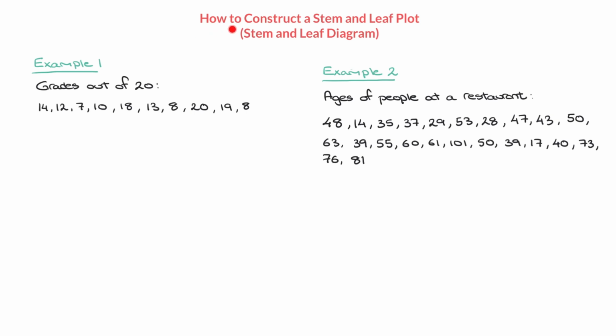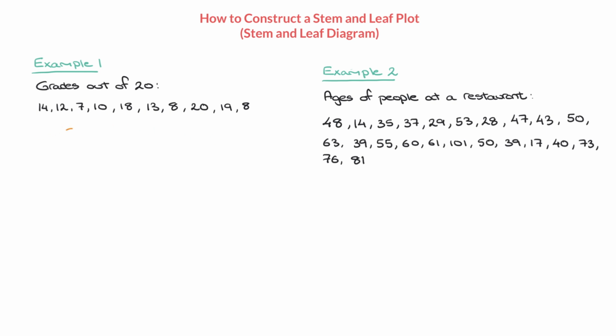Let's see how to construct a stem and leaf plot, also called a stem and leaf diagram. Now, to learn the method, we're going to be working through the two examples that we see here. In example 1, we're given some grades out of 20 and we need to construct a stem and leaf plot for this data. So let's go ahead.